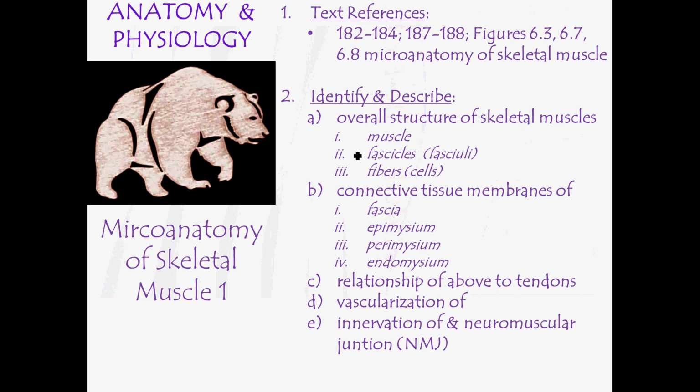So that was a quick tour of the overall structure, including these anatomical features of the skeletal muscle. The connective tissue membranes were discussed there. I didn't quite hit the relationship to the tendons there; I'll get to that in class. I did mention the vascularization, and again the innervation there at the neuromuscular junction.